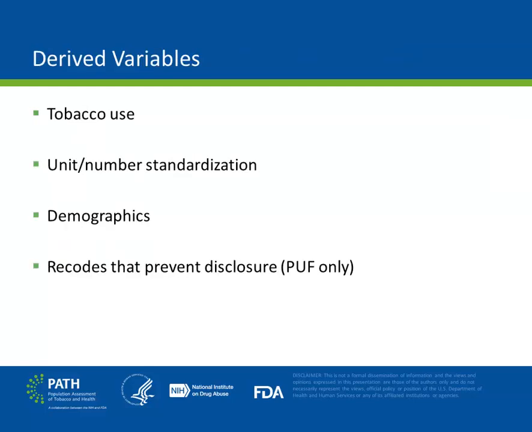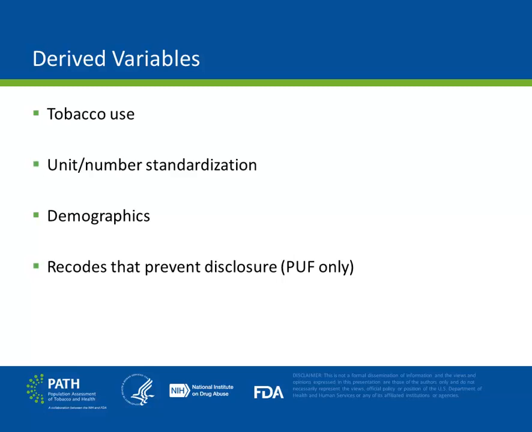There are a number of derived variables released on the RUF and PUF. These typically fall into one of 4 categories. The first category is tobacco use. These variables indicate the duration or time frame of use for various products. We will see more examples of these shortly.